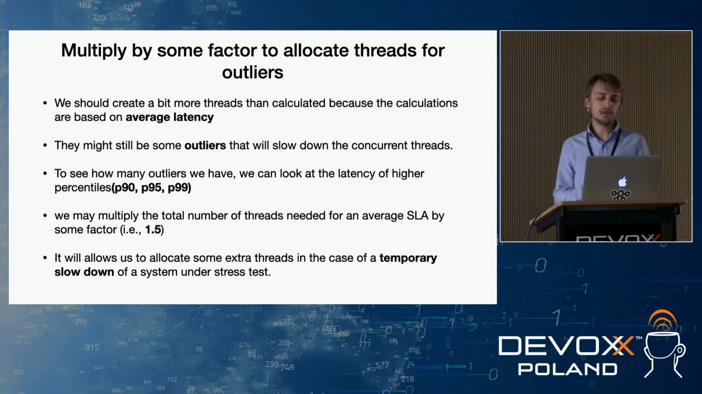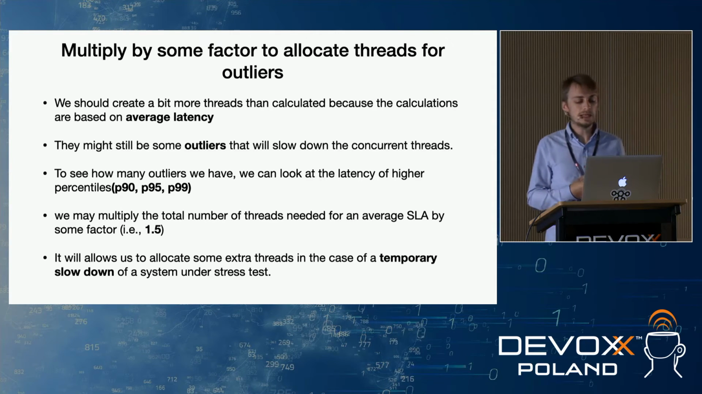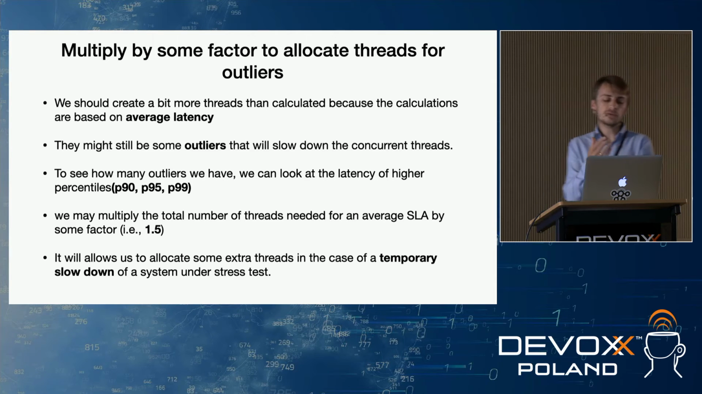Finally, you should create a few more threads than calculated, because the calculations are based on average latency. And then there might still be some outliers that will slow down the concurrent threads. To see how many outliers we have, we can look at the latency of higher percentiles, like P90, P95, P99, and so on. Due to that, we can multiply the total number of threads needed for an average SLA by some factor, for example 1.5, to have some extra threads allocated in case of a temporary slowdown of the system under stress.